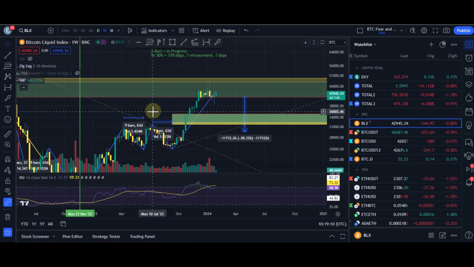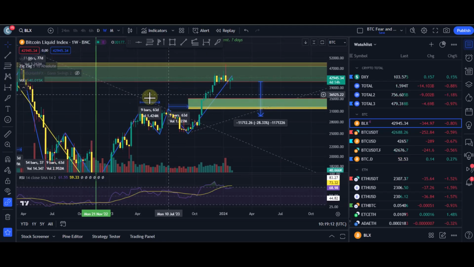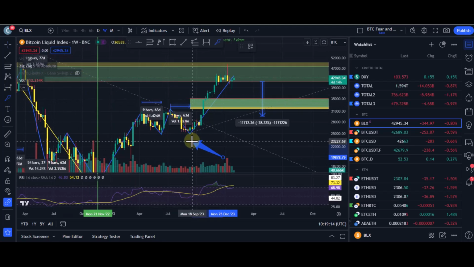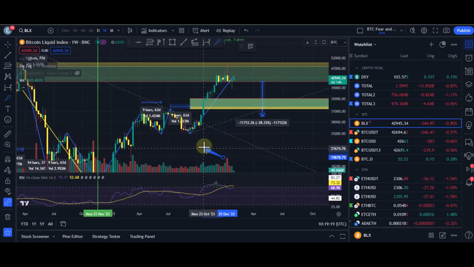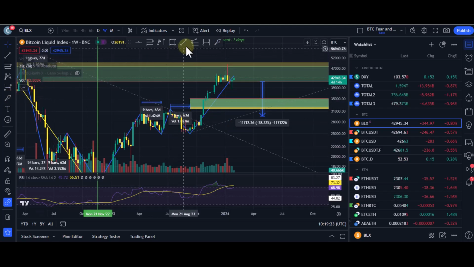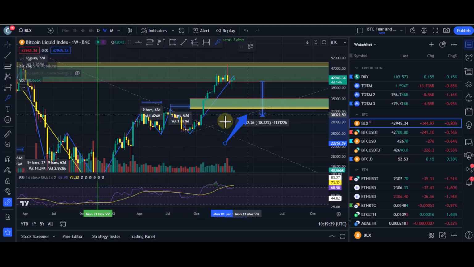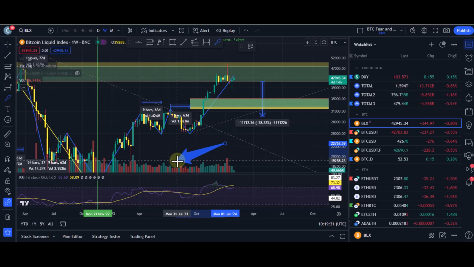My goal is not to be a hero and to buy the bottom and sell the exact top. That's a hero's game. I'm not a hero. All I'm trying to do is take a big chunk out of the middle. Quoting Jason Pizzino here, I'm just trying to take a chunk out of the middle. I just want a large part of the middle and I'm out. So yeah, that's a bit about the macro.